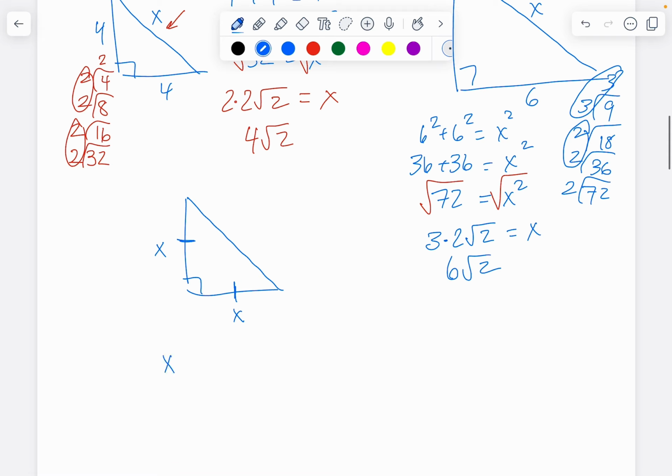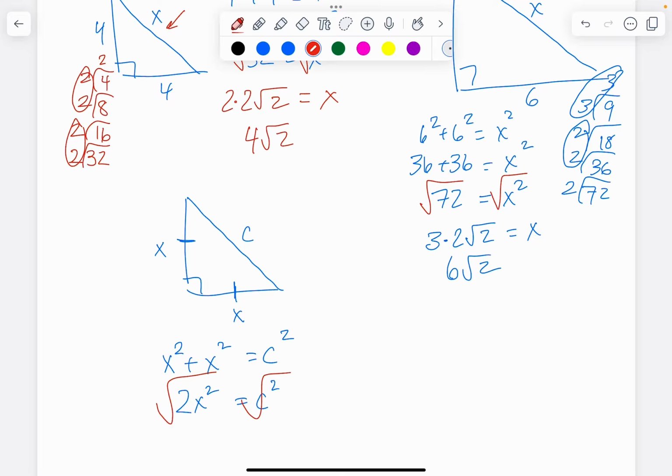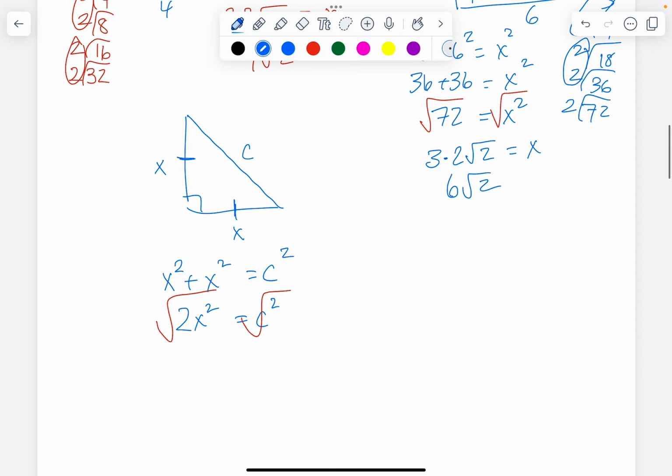If I do x, let's call this c for right now. If I have x squared plus x squared is equal to c squared, then this is 2x squared is equal to c squared. When I do the square root, I don't want the plus or minus because it's a length. Then this gives me the square root of x squared times the square root of 2 is equal to c. Well, the square root of x squared is just x, so this becomes root 2 times x, or x root 2, however you want to write this, is equal to that. So basically, here's the short answer.